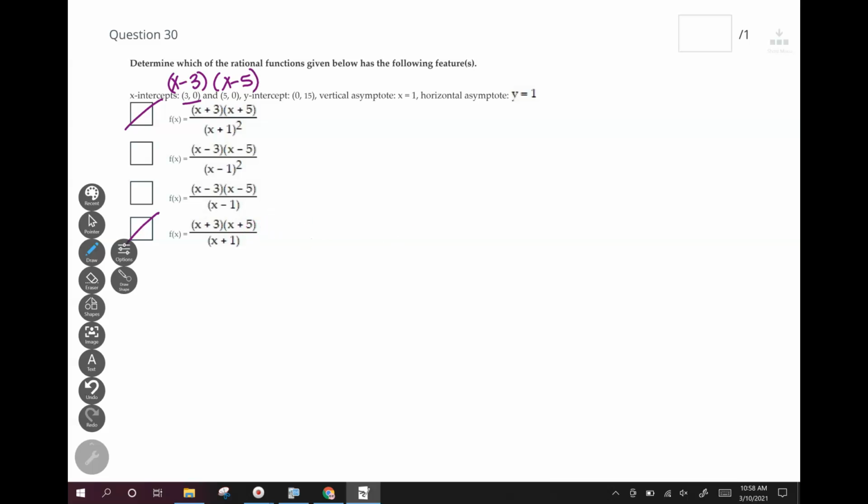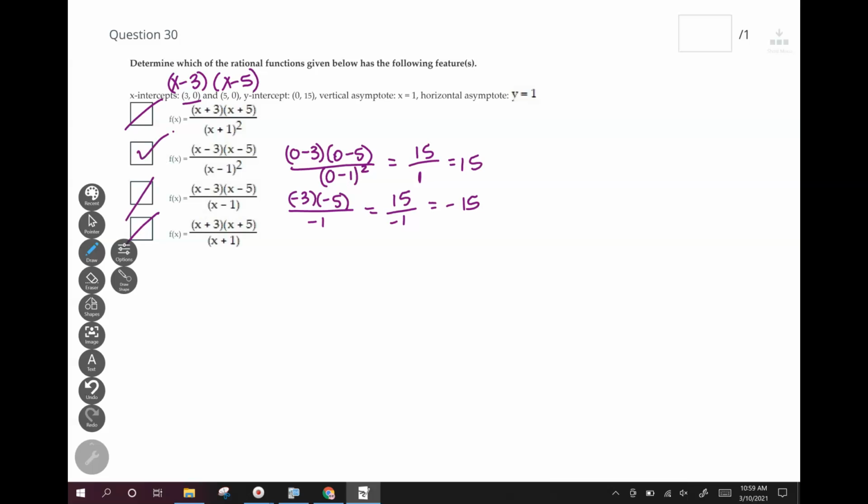Okay, my y-intercept is at 15. So if I plug in 0 for x, I should get 15. The numerator gives me 15 here. The denominator gives me -1 squared, which is +1. So that's 15. This one, if I plug in 0, I get -3 times -5, and then the denominator is just -1. So that's 15 over -1, which is -15. So I can already tell that this one is my answer.